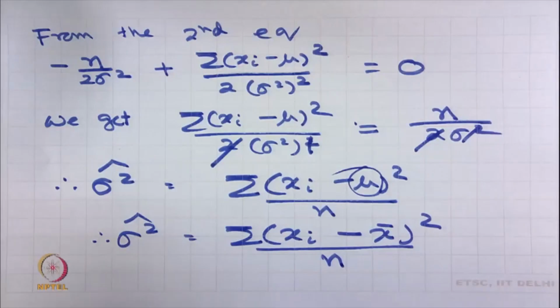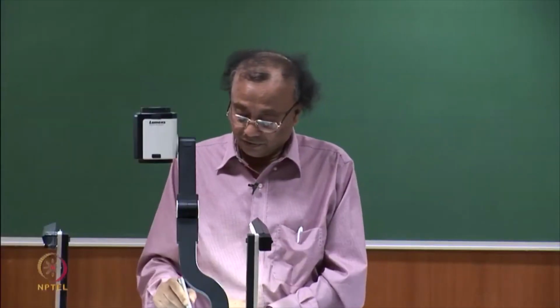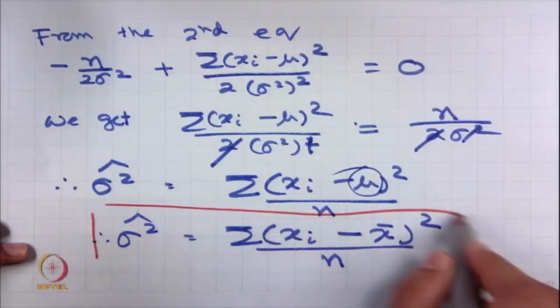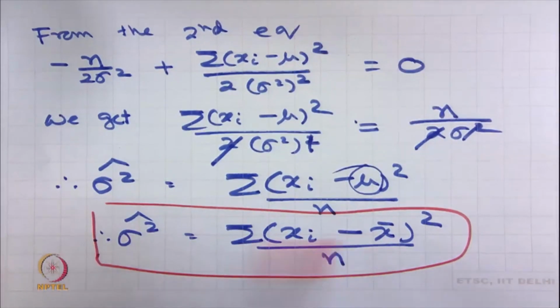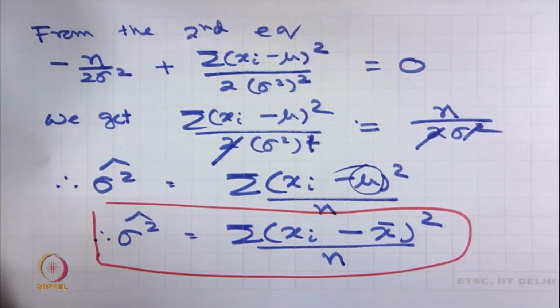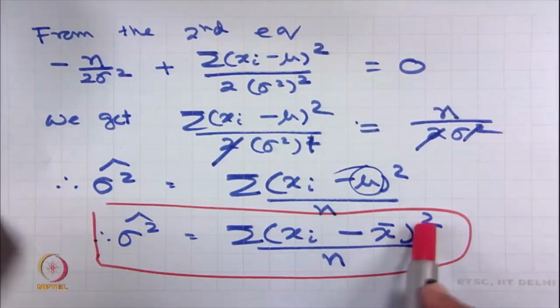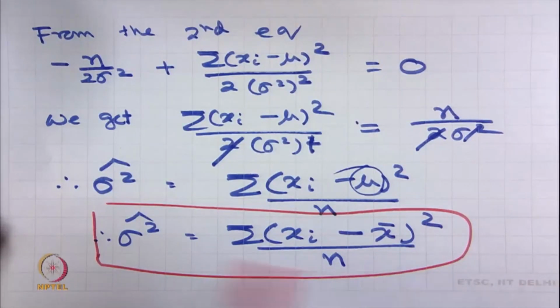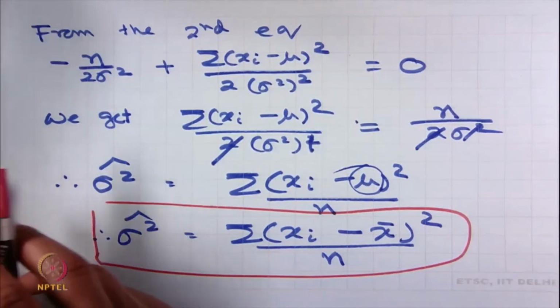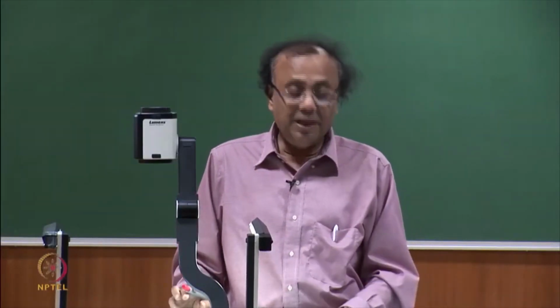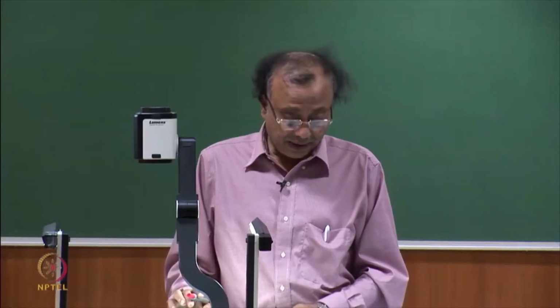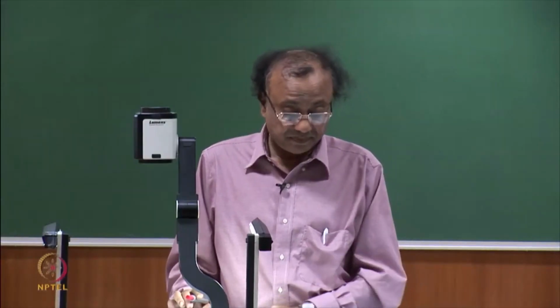So, that is the maximum likelihood estimate for sigma square, and we already knew that this is not an unbiased estimator, because the unbiased estimator for sigma square is sigma xi minus x bar whole square upon n minus 1, when mu is unknown to us. However, MLE gives us this to be the estimator.